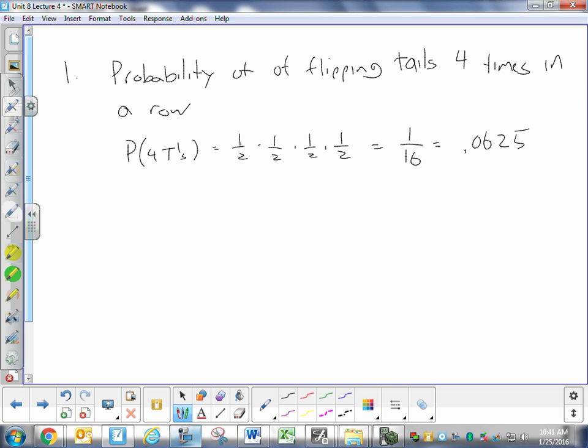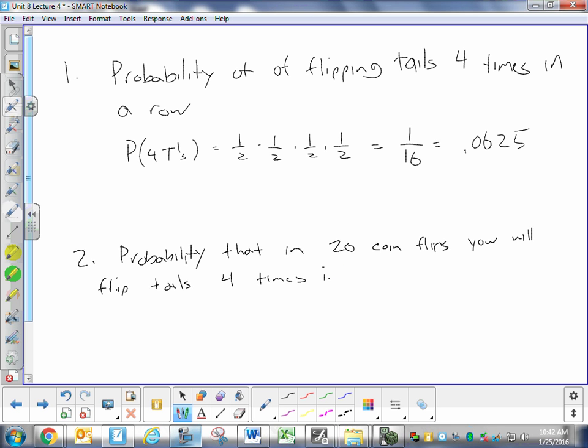Here's the second question. What is the probability that in 20 coin flips, you will flip tails 4 times in a row at some time? Okay? This I can calculate. 6% chance.